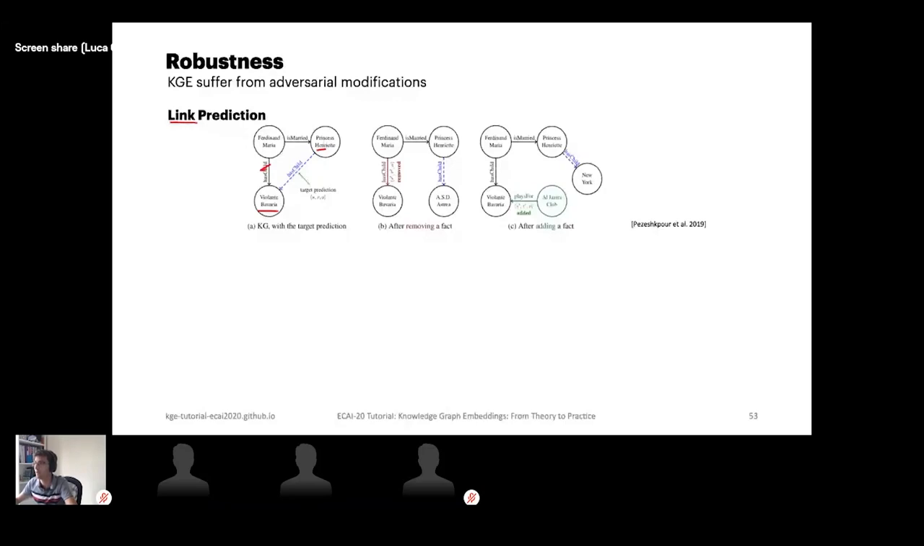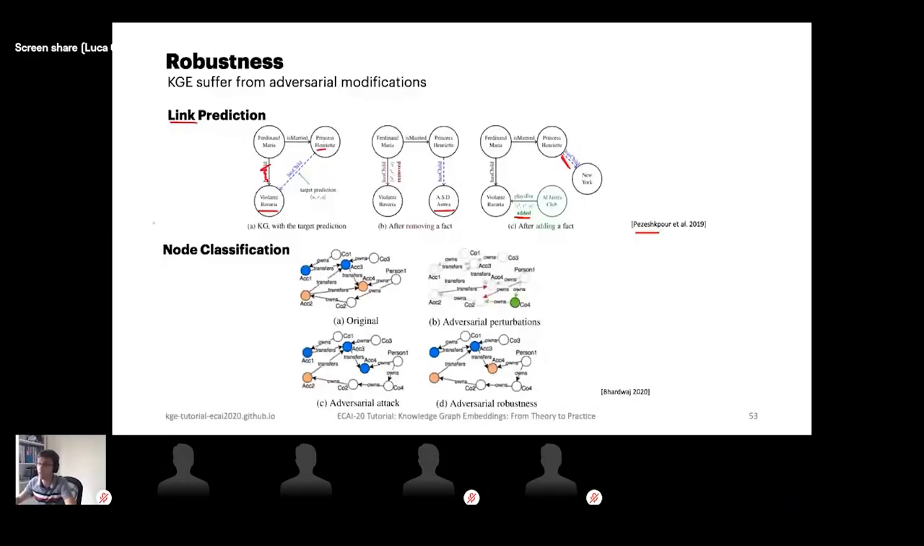Well, we may come up with a different kind of prediction, which is wrong. Or instead of removing a fact, we may add a fact, right? Which also affects the quality of the prediction, right? So it has been shown in literature that specific graph edit operations may affect the quality of predictions for link or for node classification, right?